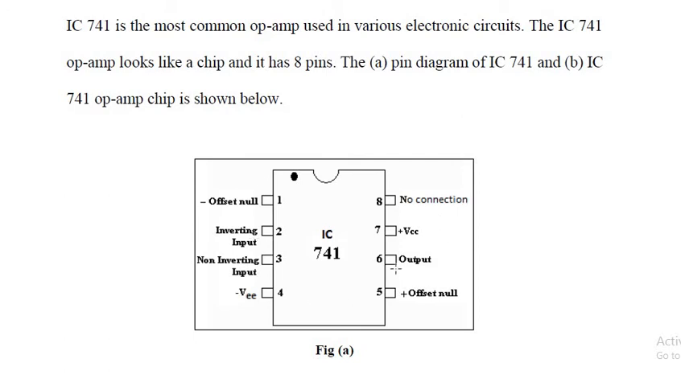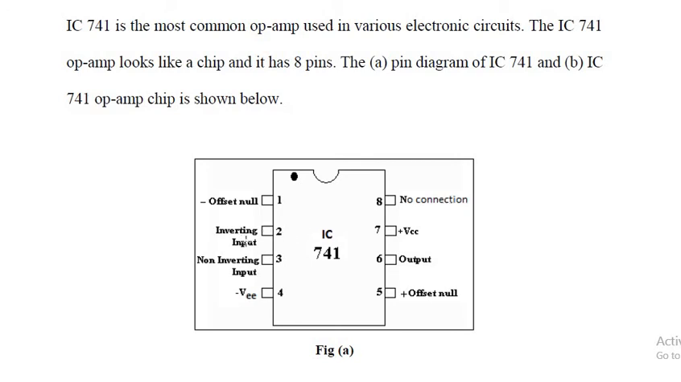So this figure A is the pin diagram. You can see a notch over here and there is a dot on the left hand side. From this dot the numbering counts, that is 1, 2, 3, 4, 5, 6, 7, 8. Number 1 is offset null, number 2 is inverting input, number 3 is non-inverting input, number 4 is minus VEE, number 5 is offset null, number 6 is output, number 7 is plus VCC, number 8 no connection.